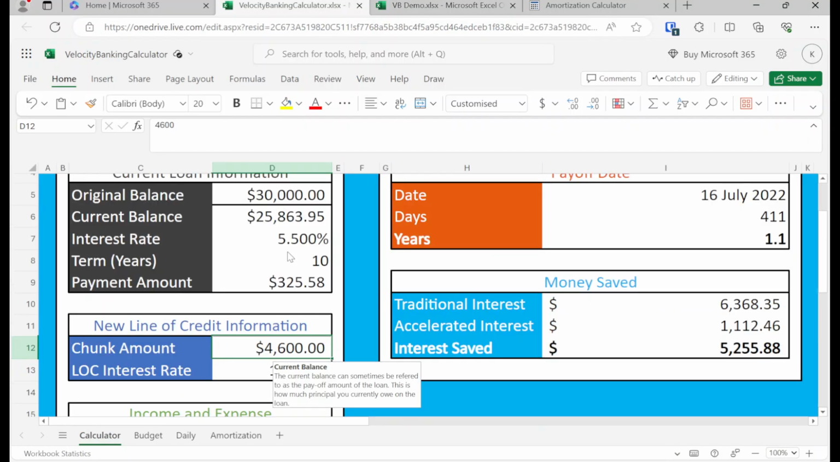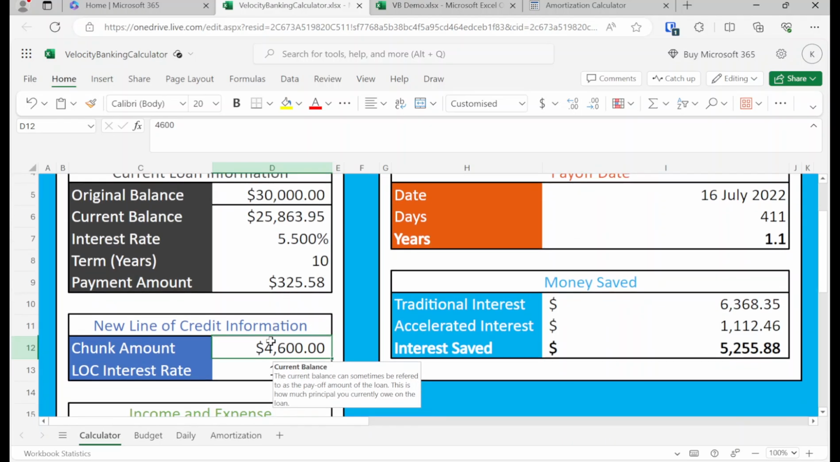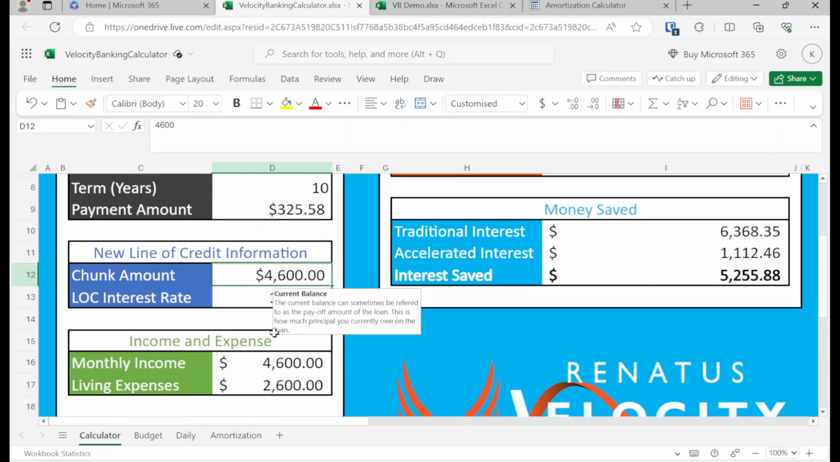Now, if you just use velocity banking and have your money parked in one place, you're still going to do the same thing. You might have to pay a little bit more, right? Because you're using a higher interest line of credit to pay off a 5.5%. But again, this is why both options are valid, and it's just up to you. I just prefer to use the line of credit because it's easier for me and I don't really have to think about it. That's really what it is.